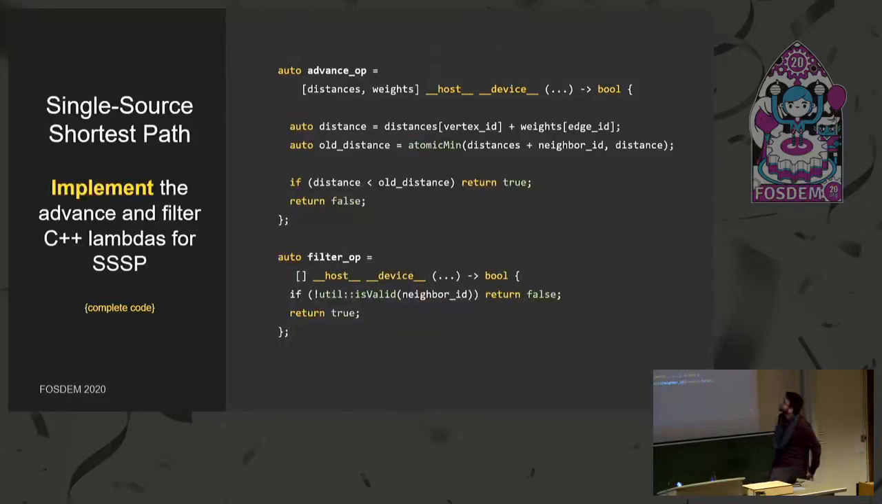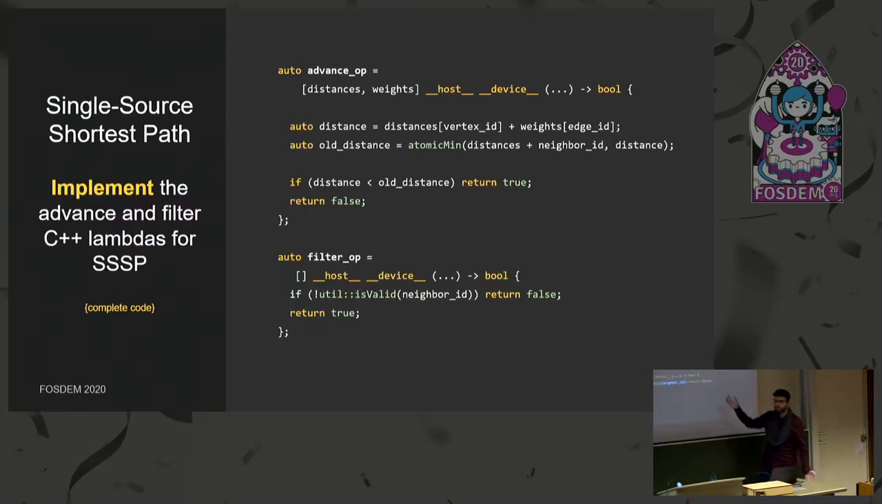I tried to simplify this code as much as I could, but I'll quickly explain what each of those lines means. The first step to implement any algorithm in Gunrock will be to implement the lambda functions of the operator that you're going to write. These are C++ lambdas. The entire library is written in C++ and CUDA.